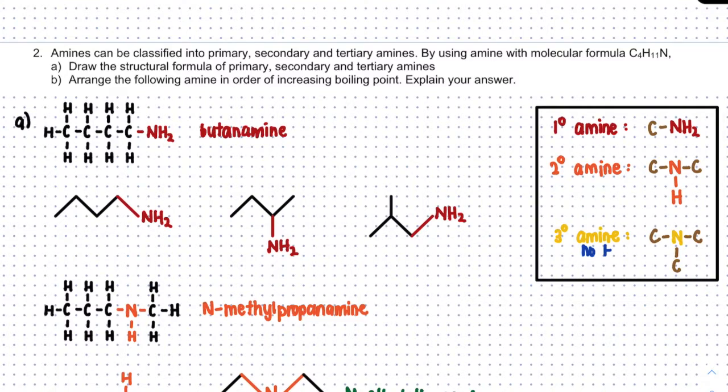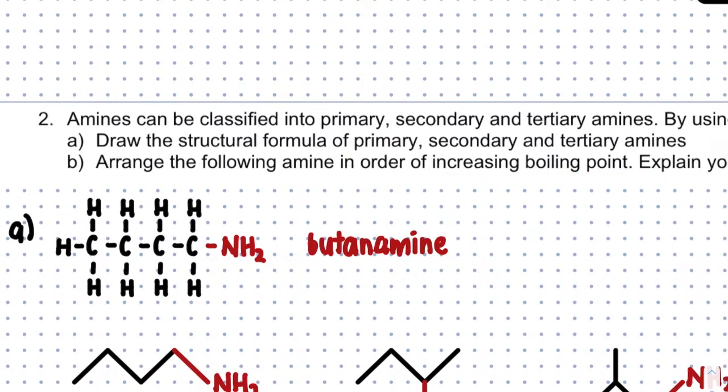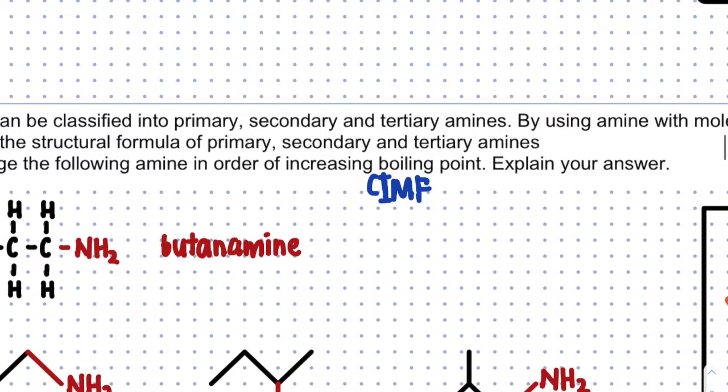Okay, next, they ask you to arrange the following amines in order of increasing boiling point. Explain your answer. So, when we're talking about increasing boiling point, we have to compare in terms of intermolecular forces lah. IMF kita. Which is, untuk case amine ni, kita akan nampak hydrogen bond dengan kita punya van der Waals forces. Okay.